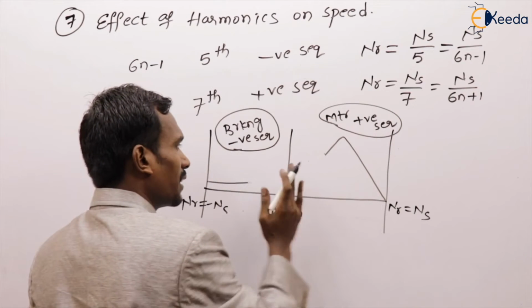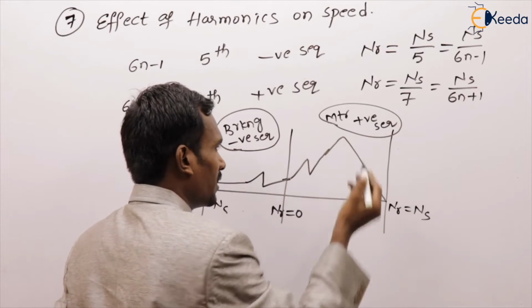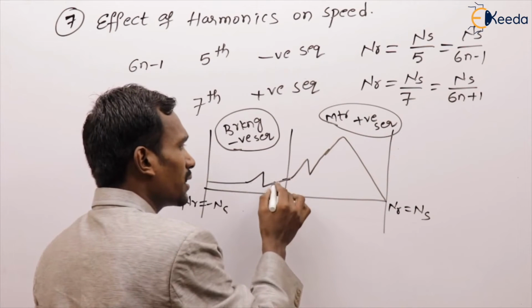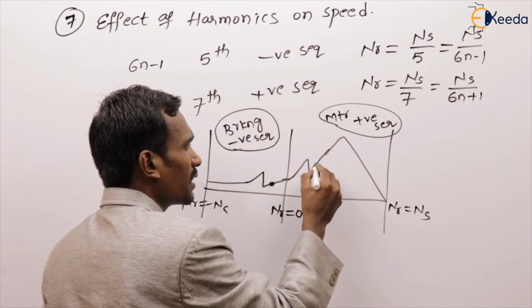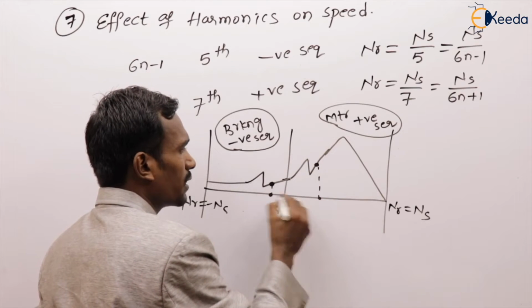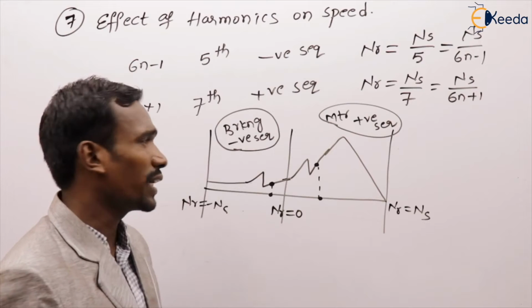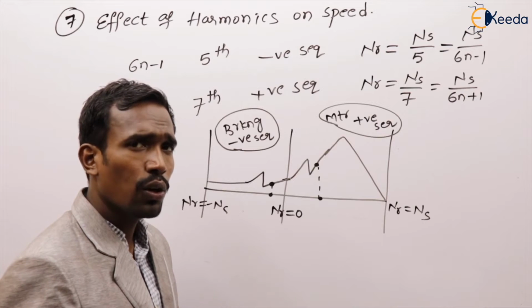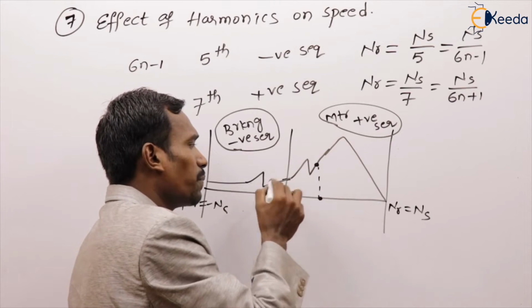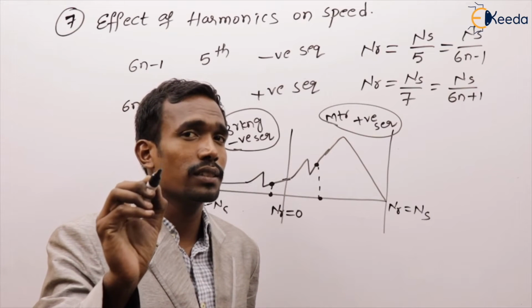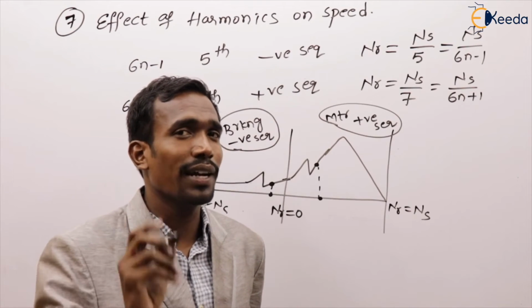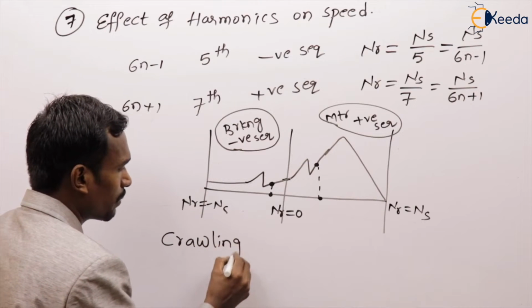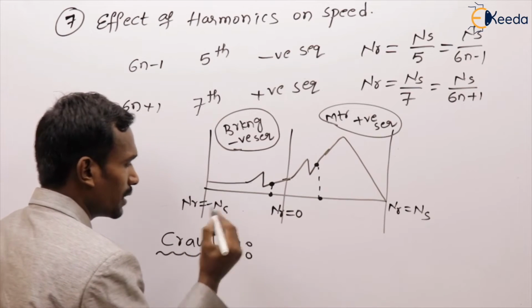Finally, the curve is like this. Generally, see here, the motor constantly rotates at this point only. Okay? So here the motor constantly rotates at this point. This phenomenon is called, very important one, crawling.